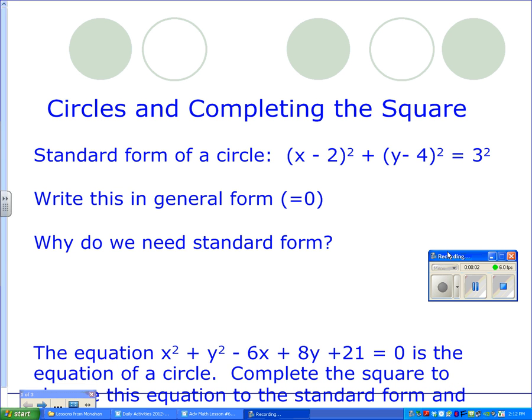It's a continuation of what we did last year with circles. No, you've done completing the square before. It's like the kind that you did with parabolas, same concept. Okay, so the standard form of a circle. Do you remember that from last year? (x - h)² + (y - k)² = r².